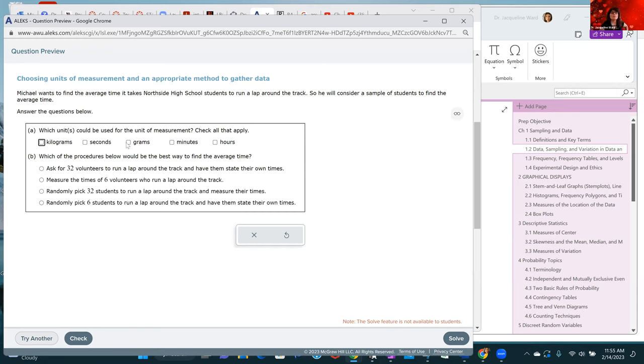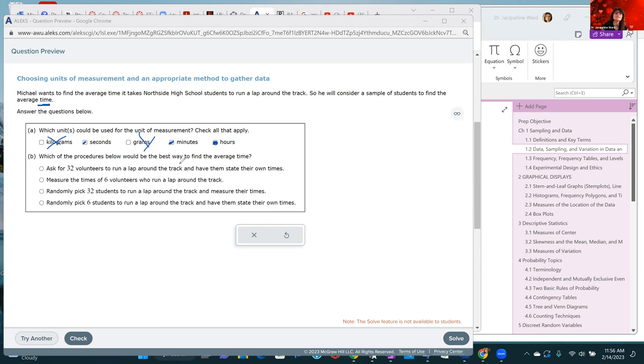And then choosing units of measurement and also an appropriate method to gather data. Michael wants to find the average time it takes Northside High School students to run a lap around the track. So he will consider a sample of students to find the average time. So he's looking at time. What would be an appropriate unit of measurement? You wouldn't measure time in kilograms or grams, but you could use seconds, minutes, and hours. Kilograms or grams are units of mass. Hours, minutes, and seconds are units of time.